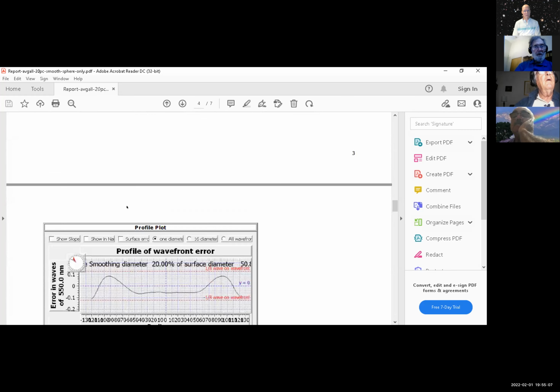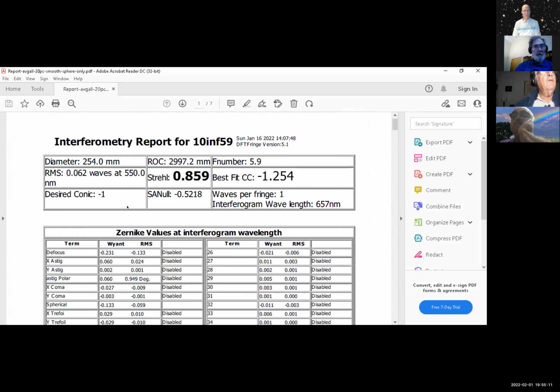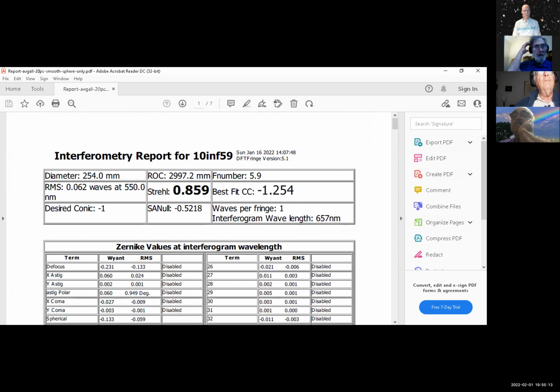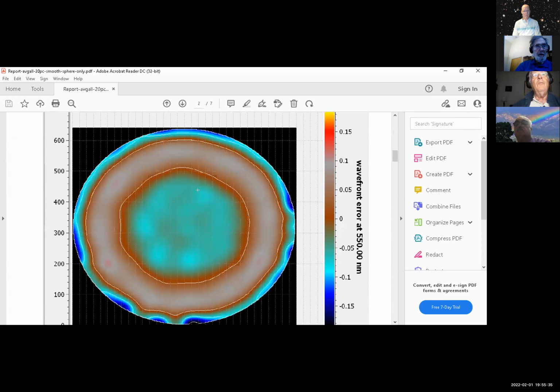Okay. Right, but okay, so if we go back up here, the Strehl ratio is 0.859. What does that mean? It means that 85%, 86% of the light that should go in the center of your Airy disk goes in there. It's actually a very nice mirror.